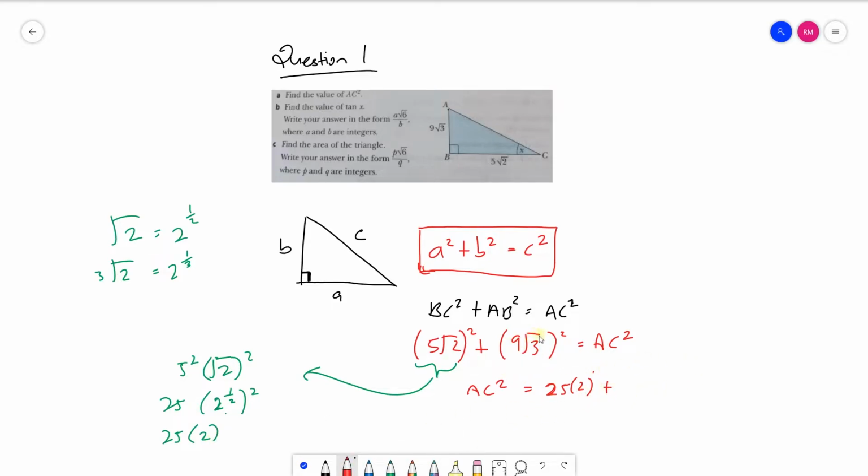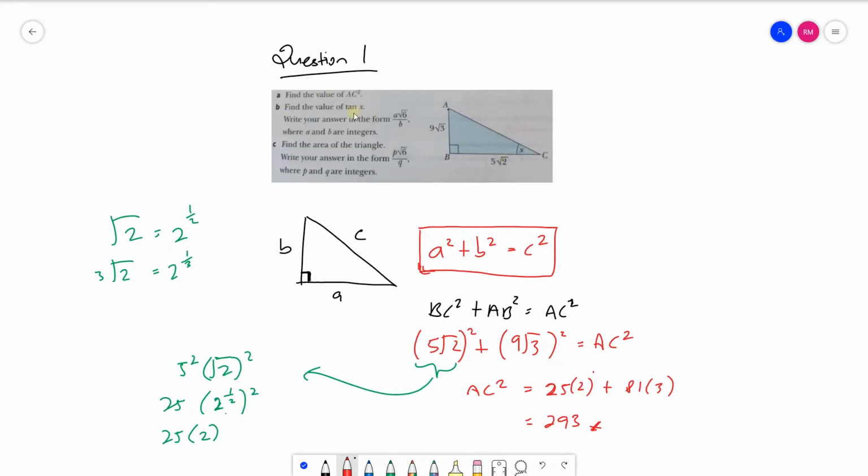So next, it will be 9 square. 9 square is equals to 81. So 81 times 3 again, because surd 3 squared is just 3. So the answer is going to be 25 times 2 plus 81 times 3. The answer is 293.